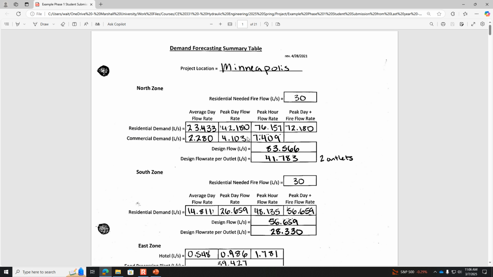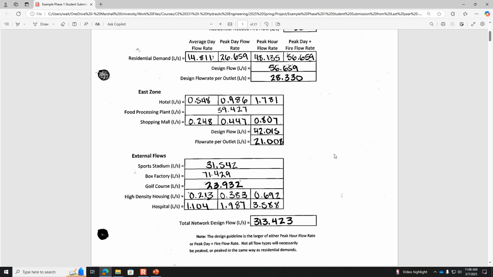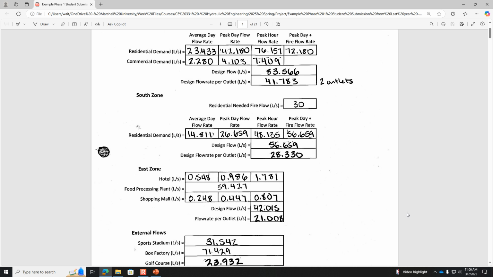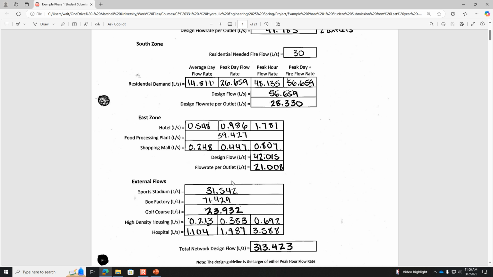So they've gone through this process, and it's probably not necessary for them to be reporting the demands to the nearest, what is this, thousandth of a liter per second. Probably it'd be okay to say 23.4 liters per second. Doesn't need to say 23.433. But I mean, I'm just splitting hairs at this point. It's a good submission. So the total design flow is the sum of all of the design flows for the north zone plus the design flow for the south zone plus the design flow for the east, and then all of the external flows contribute to the total design flow.